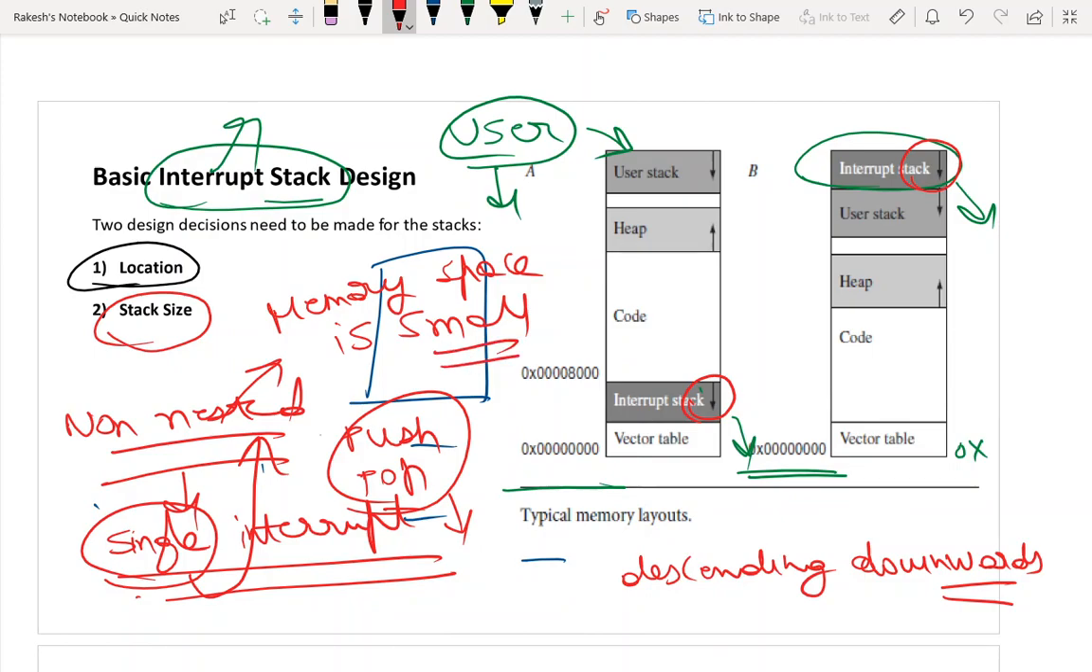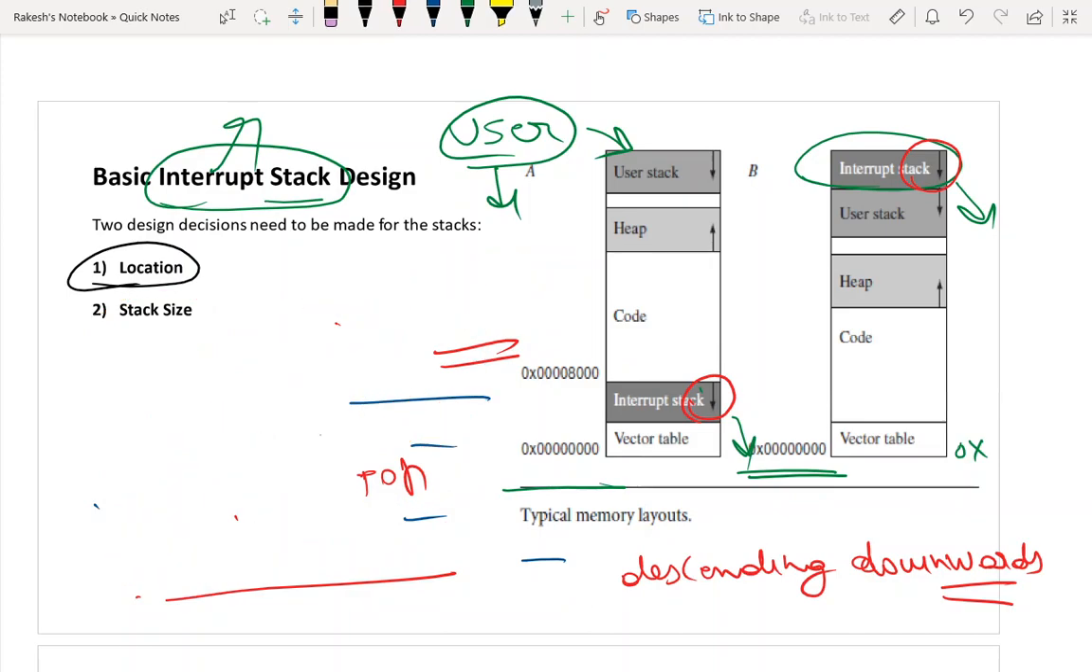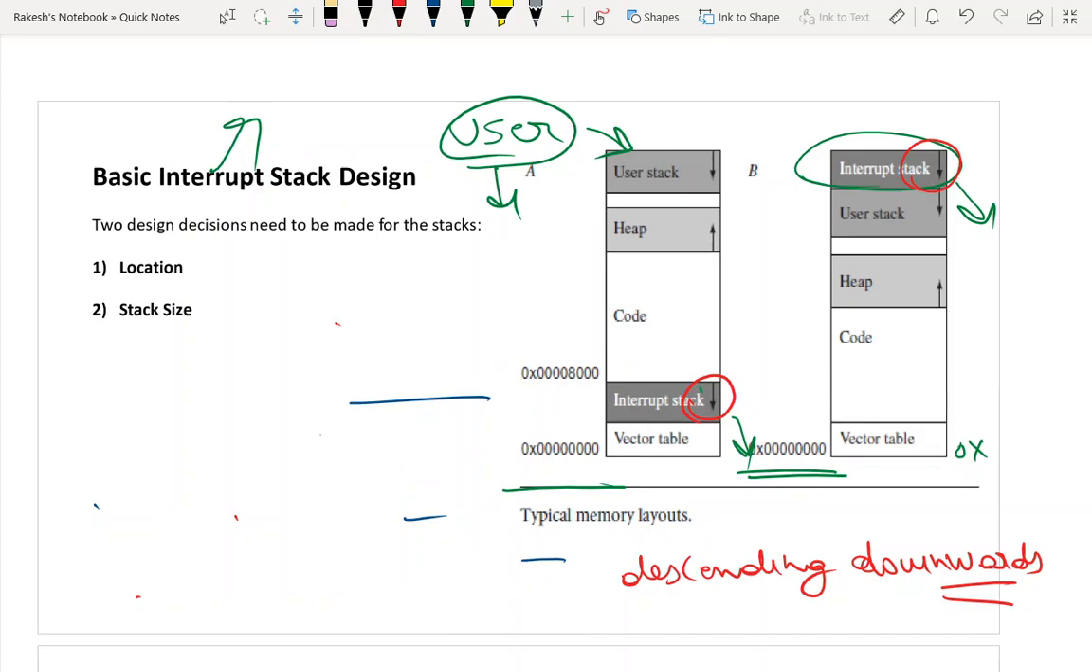Because with the nested interrupt handler, it's not only one single interrupt you're going to handle, you're going to handle many interrupts. So all those require memory locations. It requires more memory space, because you have to push many register contents onto the stack and pop the register contents from the stack. Whereas in the case of non-nested, with only a single interrupt, definitely you don't require that much memory space. So that is what we have with respect to the two design decisions which have to be made for the stacks. What are the two decisions? The first decision is the location, and the second one is the stack size.